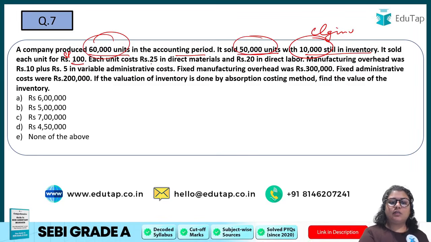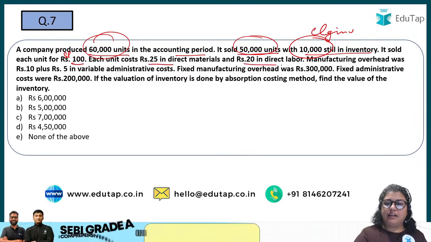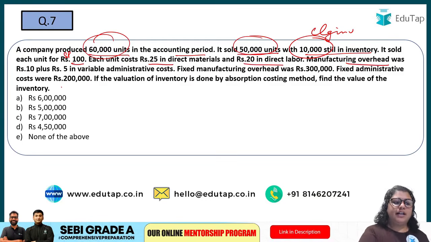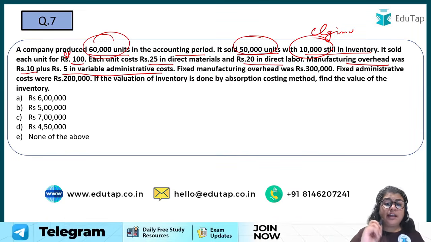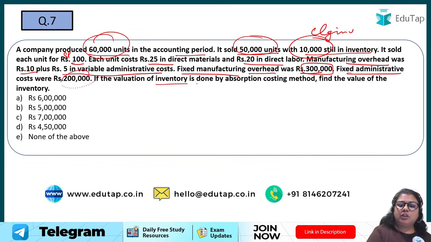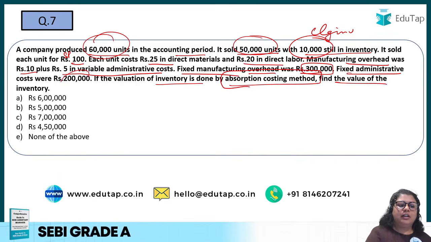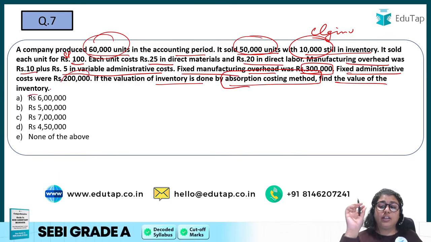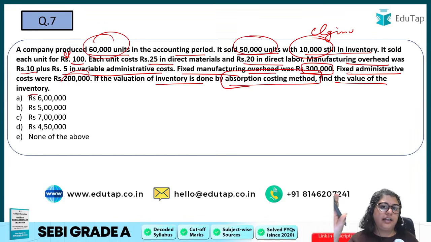Each unit cost rupees 25 in direct material, 20 in direct labor. Manufacturing overhead was 10 rupees plus 5 in variable administrative cost. Then the fixed manufacturing overhead is 3 lakh. Fixed administrative cost is 2 lakh. If the valuation of inventory is done by absorption costing method, then find out the value of the inventory. So basically you have to find out the value of the closing inventory, that is the 10,000 units.